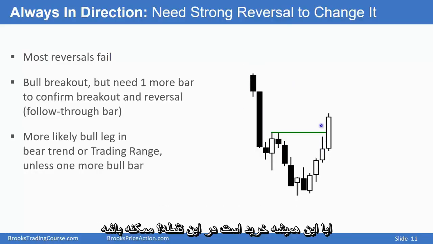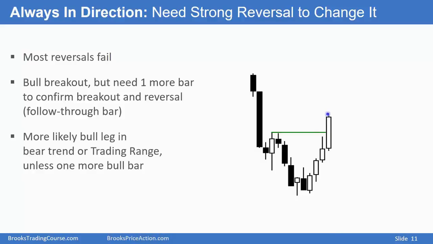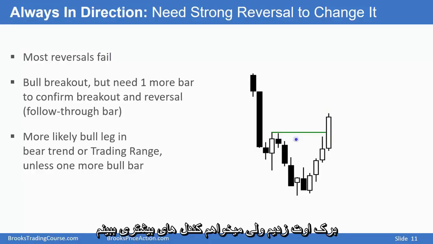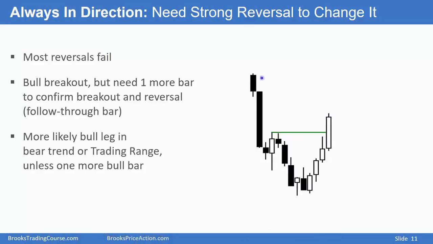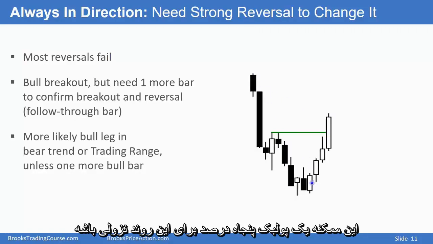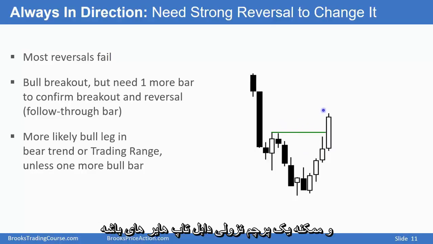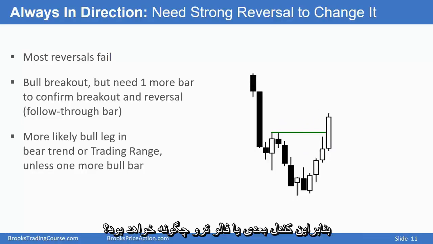Is this always in long at this point? It might be. So some traders would buy that close. Other traders would say, well, we broke out, but I want to see one more bar. This might simply be about a 50% pullback in this bear trend. And it might be a double top bear flag, slightly higher high double top bear flag. So what does the next bar look like, the follow-through bar?